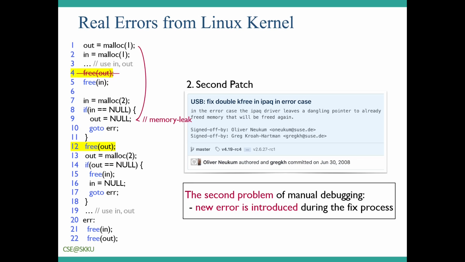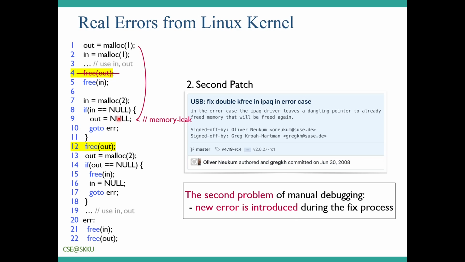However, this change introduced a new memory leak that did not exist in the original code. So here's what happens: after the buffer out is allocated at line 1, if the allocation for buffer in fails at line 7, out is nullified at line 9. As a result, the object originally pointed to by out becomes unreachable, which risks memory leaks.